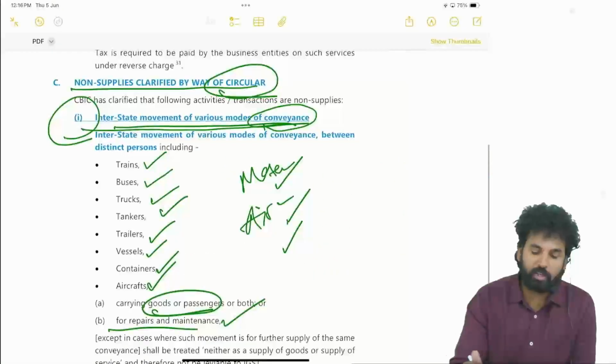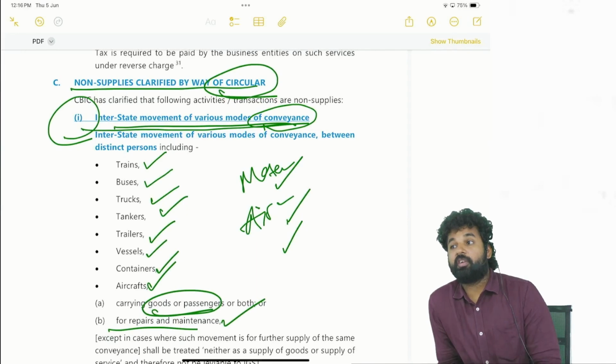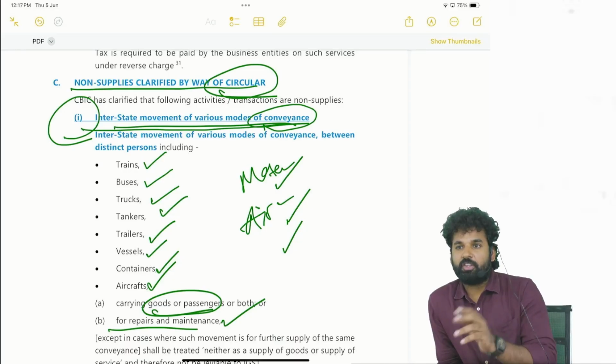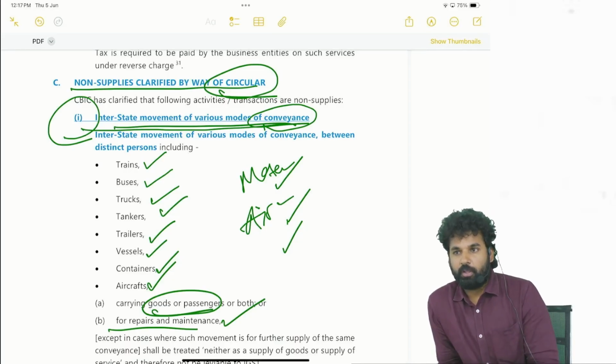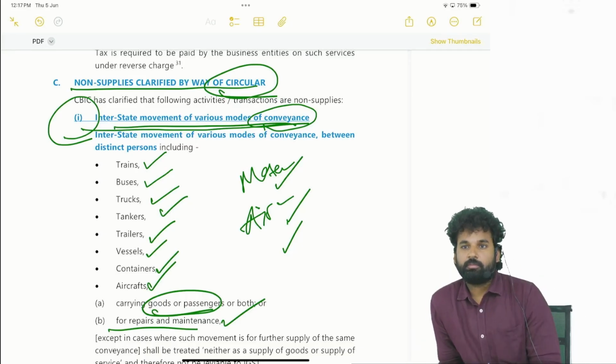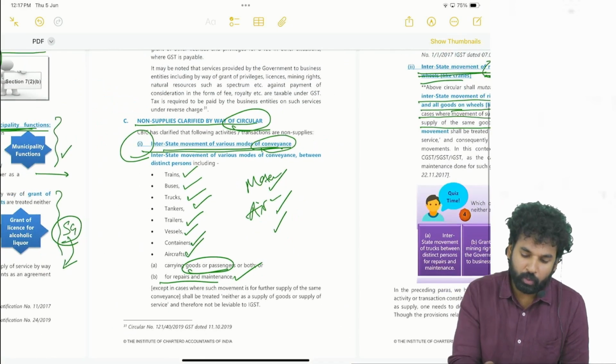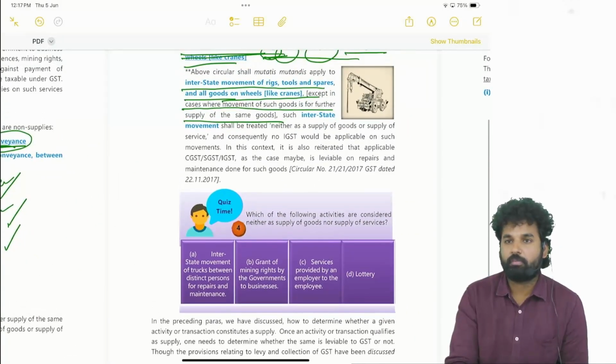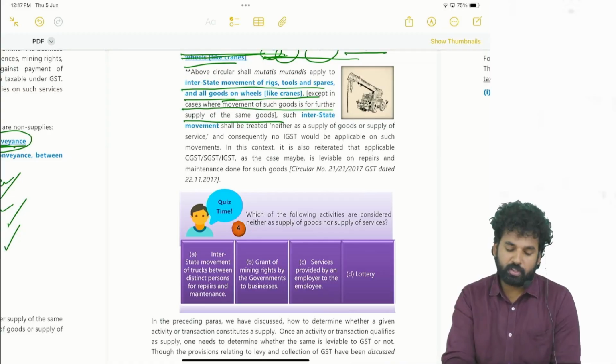Now we have a clarification with respect to interstate movement of conveyance. Conveyance means vehicles; it may be an aircraft, a vessel, or any other road transport vehicle. If the vehicles are transported between distinct persons, for the purpose of carriage of goods, carriage of passengers, or repairs, the movement will not be treated as supply. If the movement of conveyance is for further sale, then it will be treated as supply. At the same time, rigs, molds, tools and spares transferred between distinct persons will also not be treated as supply.